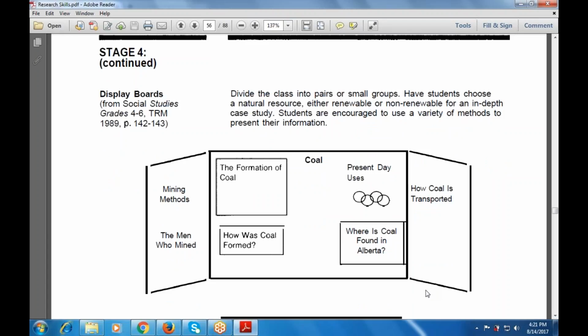So first is mining records. For example, coal: the formation of the coal, its present-day uses, the men who mined it, how the coal was formed, where coal is found in Alberta, and how the coal is transported from one place to another.